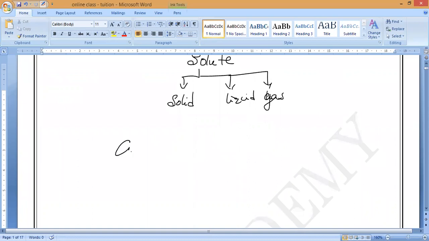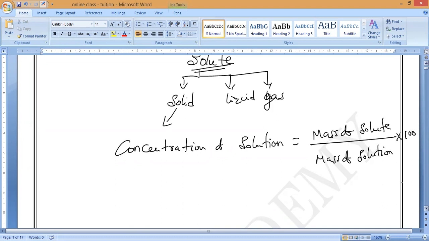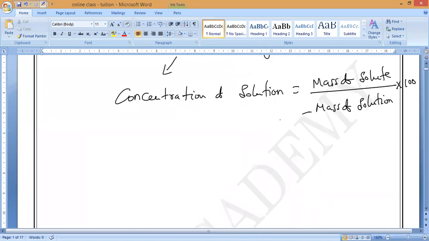What is the formula for the concentration of a solution? In the case of a solid solute dissolved, the concentration of solution is equal to, what is the formula? You studied it last class, correct or not? Mass of solute divided by mass of solution, into 100. Now, mass of solution means what? Mass of solvent plus mass of solute.